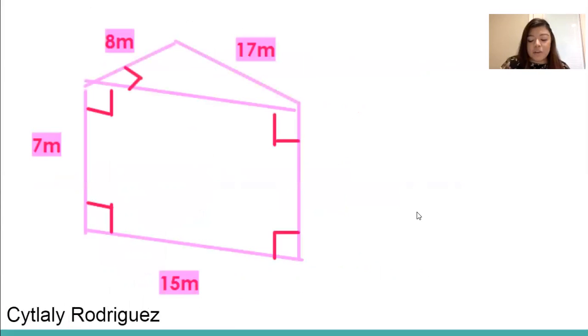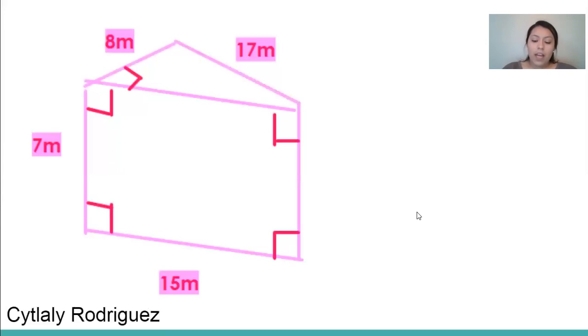Cece, can you tell me the name of this shape? Well, of course, Jasmine. This shape is called a right triangular prism. To find the surface area of this triangular prism, we have to follow the steps one by one.